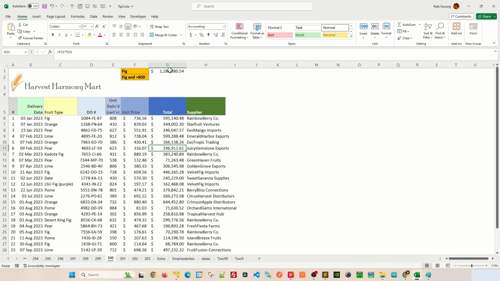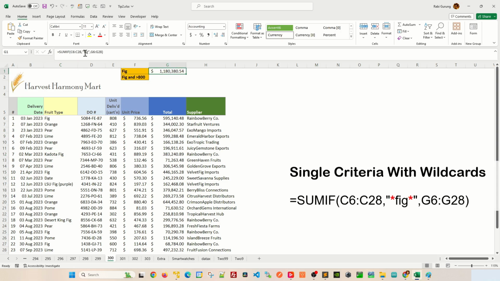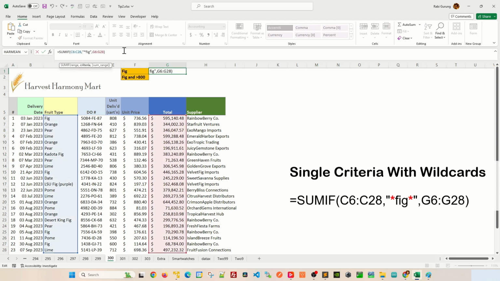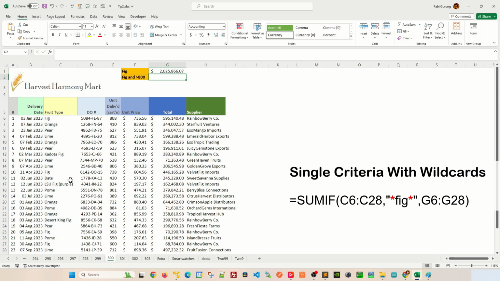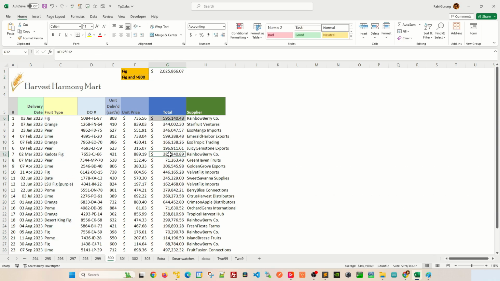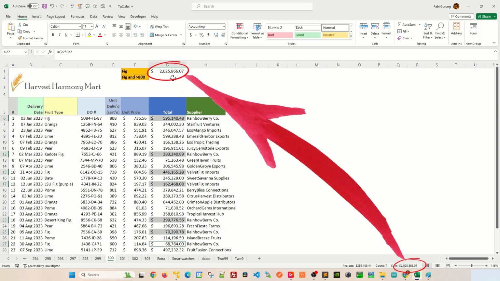Well, you're going to have to use something called the wildcard. As you can see, there's a couple of characters before the word fig over here, and there's a couple of characters after and before. The way to do it would be to use asterisks at the front to take care of the first few characters, and put an asterisk at the back to take care of the last few characters. And if you hit enter, you get 2.025 million. And if you were to check here, you can see you get 2.025 million, and it matches here.